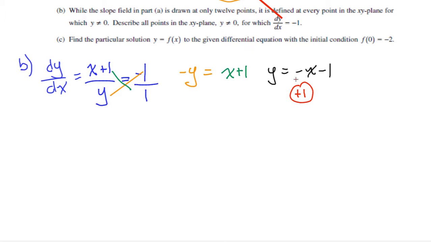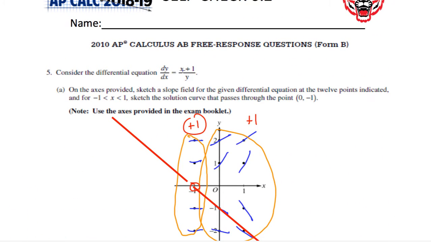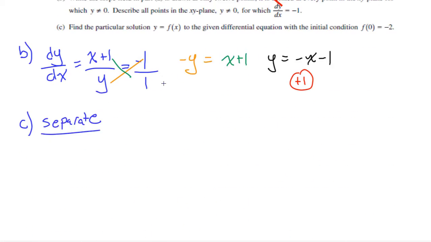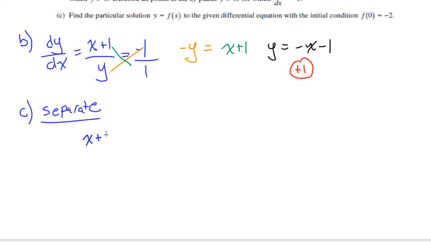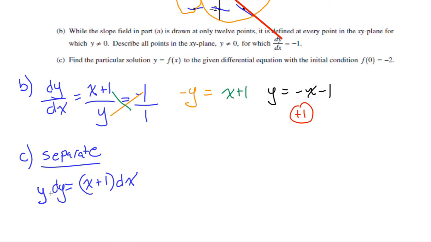Arrow? No? Okay. And then we're on to part C. So this is the separate. And the separate is... separate. There we go. This is a little bit easier than the last problem because you don't have to divide anything. So when I cross multiply x plus 1 times dx, I get x plus 1 times the dx. And then on the left-hand side, my dy is multiplied by y. So it's y dy is equal to x plus 1 dx.